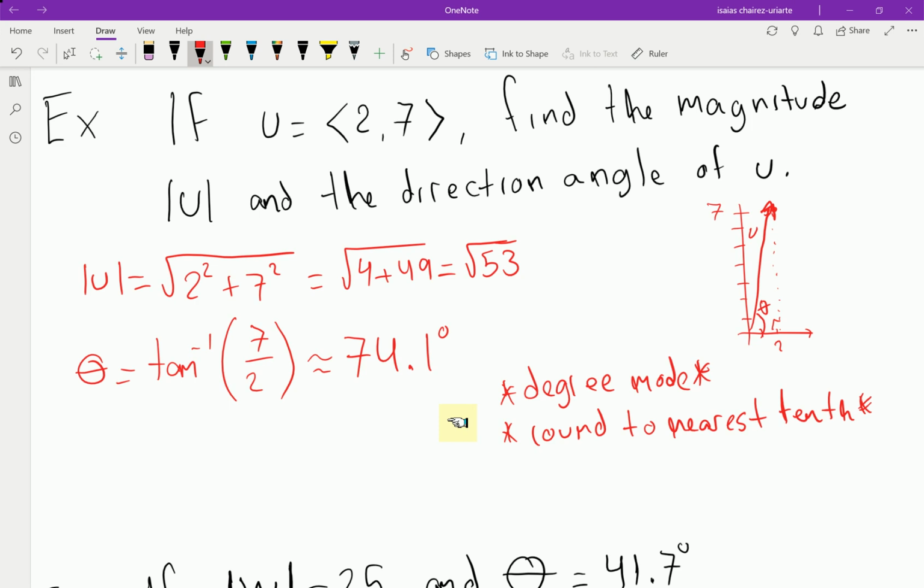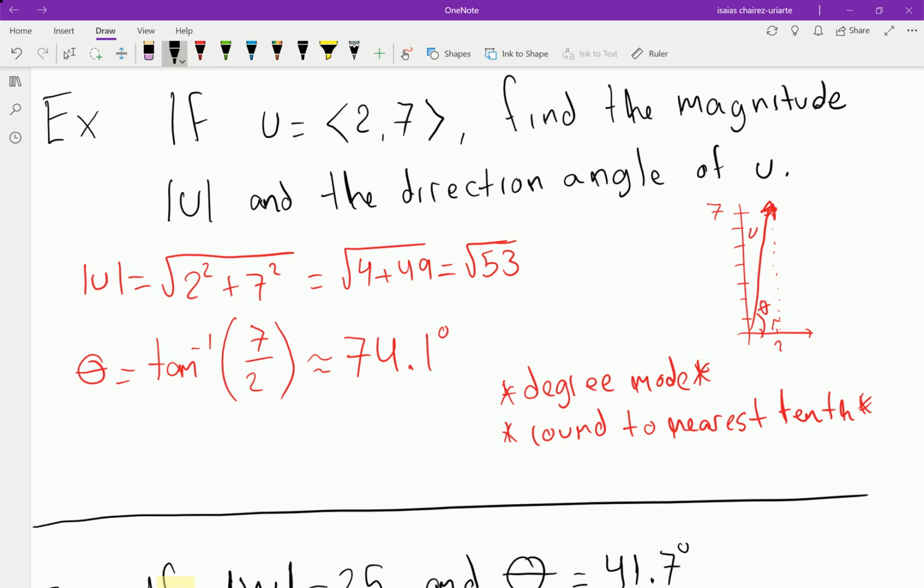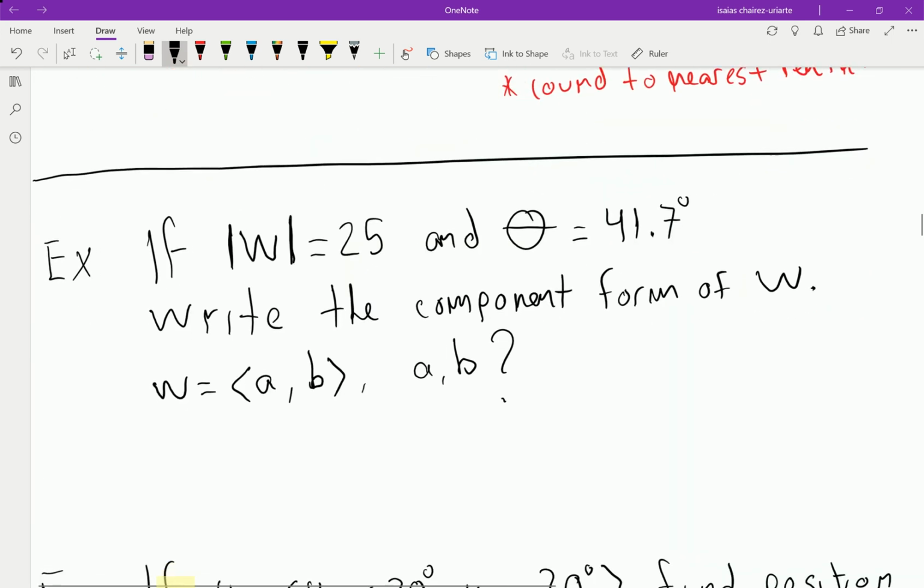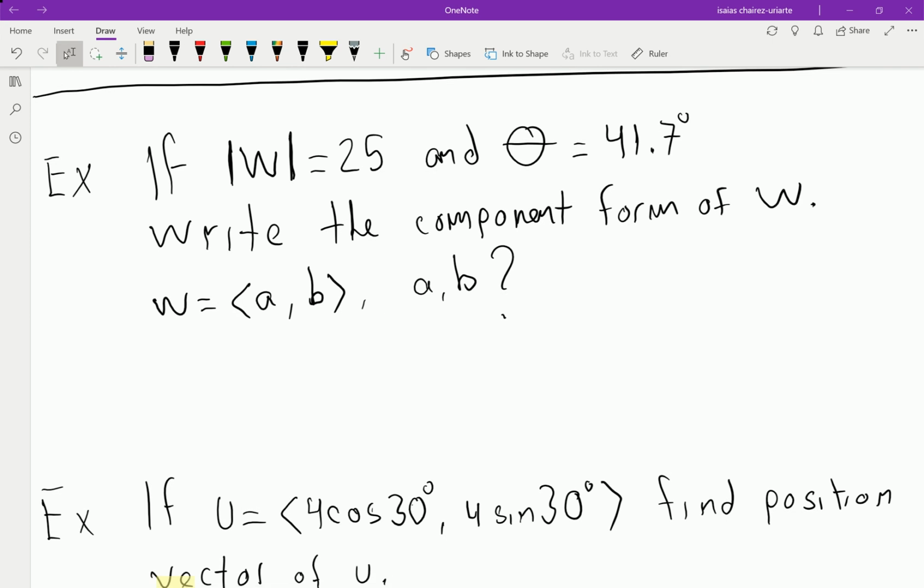All right, I hope that we agree on those answers. Let's move on to the next example. In the next example, we are told that the magnitude of my vector W is 25 and the direction angle is 41.7 degrees. I want to write the component form of W. What that means is I want to write W in the form a comma b.